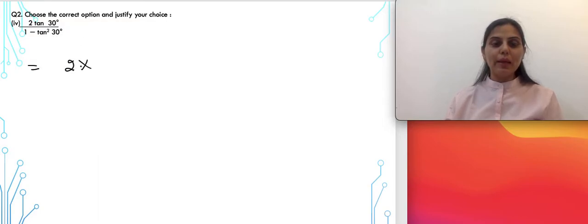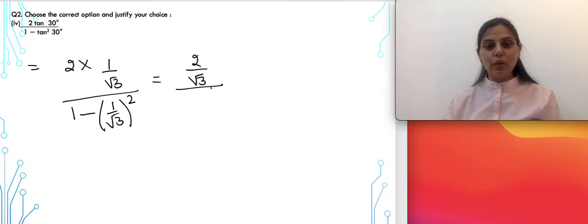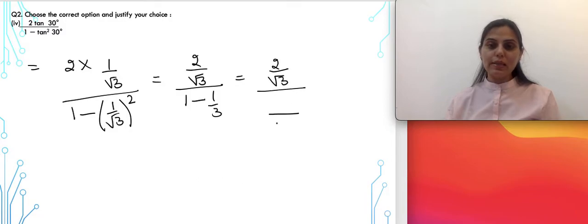Then moving on to the next one now, 2 tan 30 upon 1 minus tan square 30 is given. 2 tan 30 means 2 multiplied by tan 30, which is 1 by root 3, whole divided by 1 minus tan square 30, which means 1 upon root 3 whole square. So this can be written as 2 upon root 3 whole divided by 1 minus 1 by 3, or this can be written as 2 upon root 3 whole divided by, now when we take the LCM, 3 will be the LCM, so this will become 3 minus 1, or it can be written as 2 by root 3 whole divided by 2 upon 3.